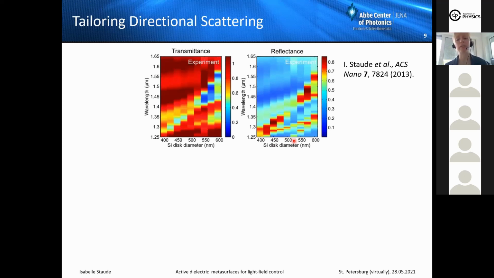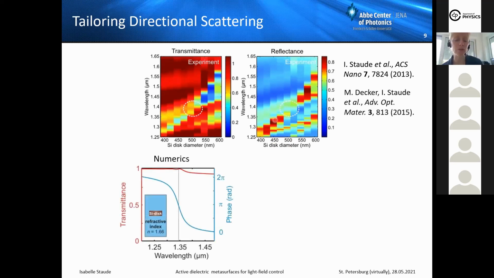We now have a way to tailor these modes, but in this overlap region here, this is probably the most interesting, because you see the structure gets more transparent. And this is not a bad sample where we have lost the resonance, but this is really something that we can cultivate also in numerics, optimize, and really find structures which have close to unity transmittance, basically.